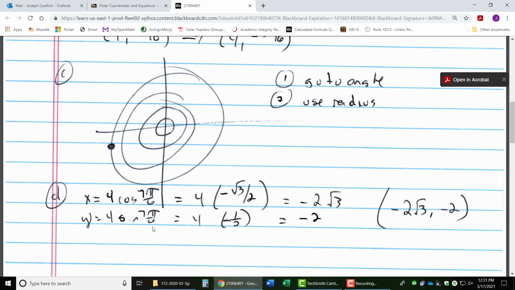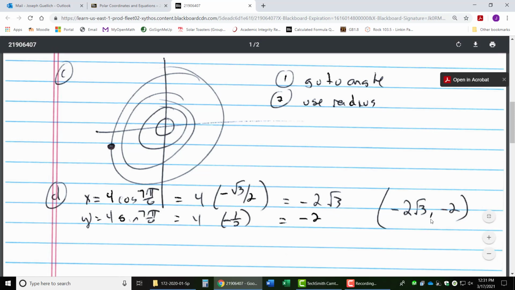So 7 pi over 6, quadrant 3. The values for x and y are both negative. Pi over 6 reference angle, sine gets the small number 1/2, cosine gets the large number, square root of 3 over 2. Multiply, simplify, write your answer as you see over there on the right side.